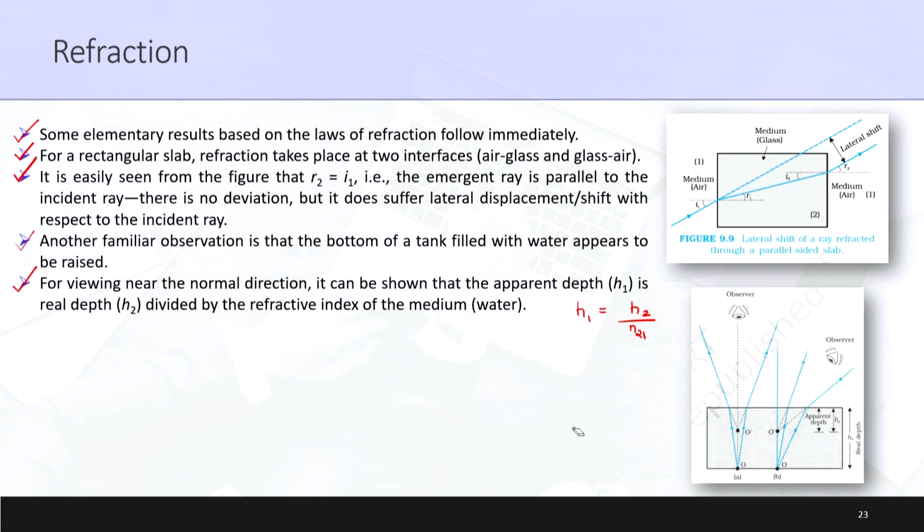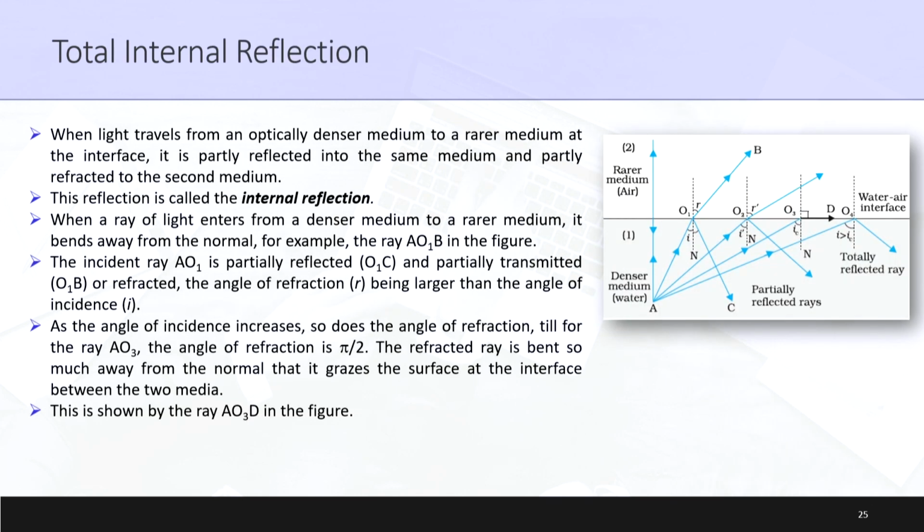Now, a new concept, you may have heard of this: total internal reflection. As the name suggests, total reflection is happening, and internally, that means there is no passage from medium 1 to medium 2. This is the complete concept of total internal reflection. I will try to explain it very slowly. What happens when light travels from an optically denser medium? Let us suppose this is the denser medium, maybe we can take it as water, and this is the rarer medium here.